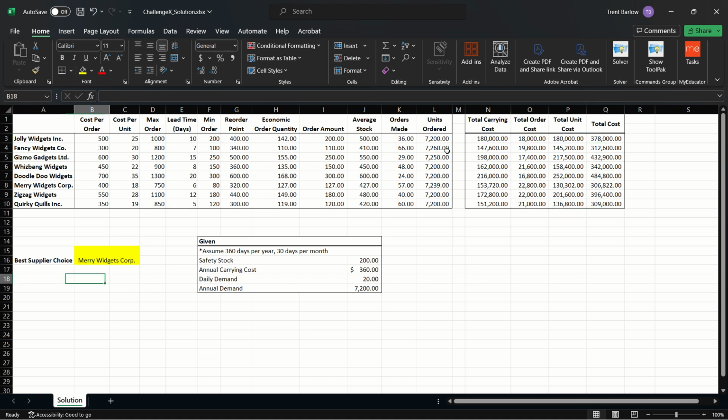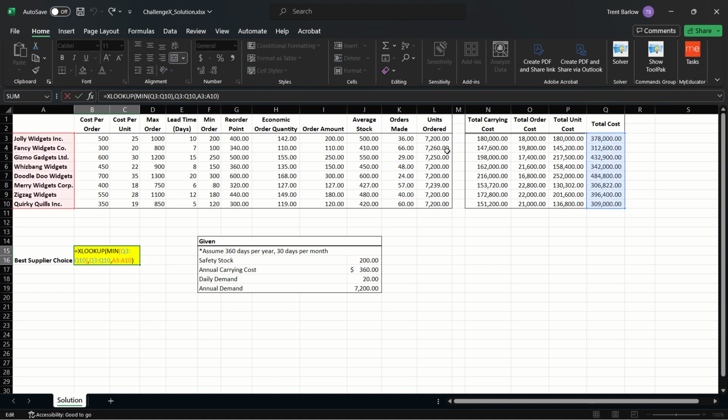The next thing you're going to want to do is find your lowest cost supplier. The way you do that is you're going to use an XLOOKUP. The XLOOKUP is going to take three arguments, your lookup value, and the lookup value you want to look for is the minimum, the smallest number in the total cost column. So you just take the MIN function and pass it the total cost column. Pretty easy. That's your lookup value, so it finds the smallest one.